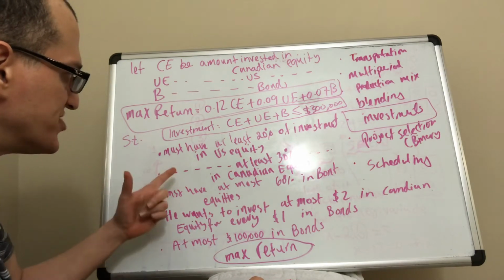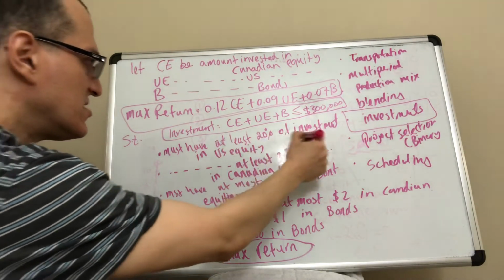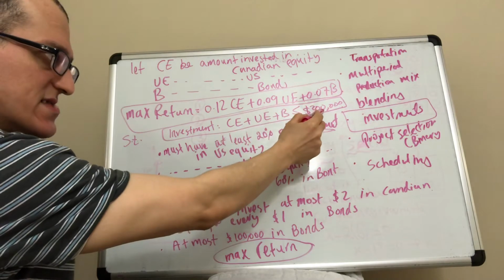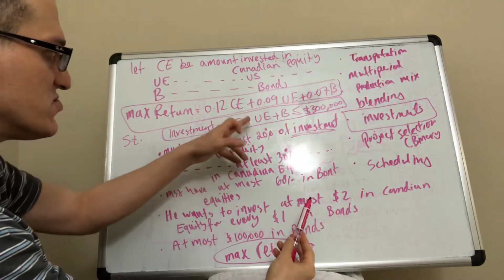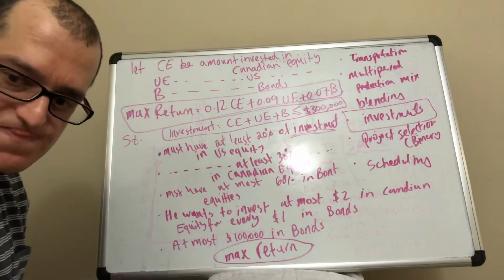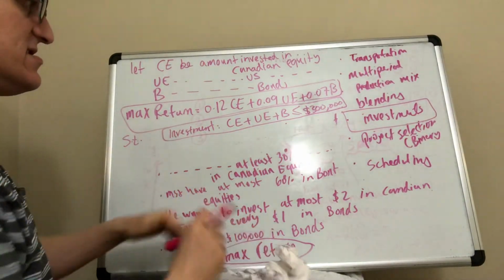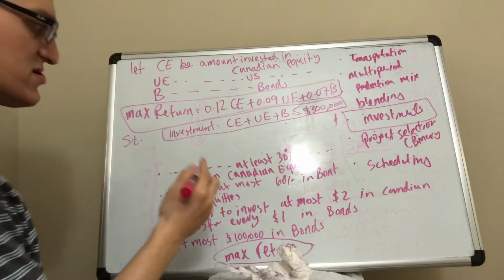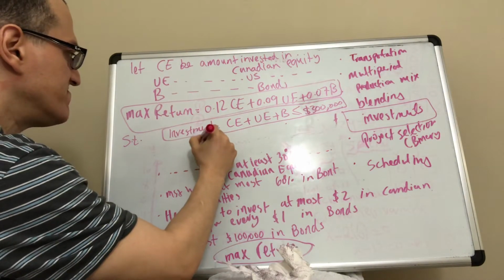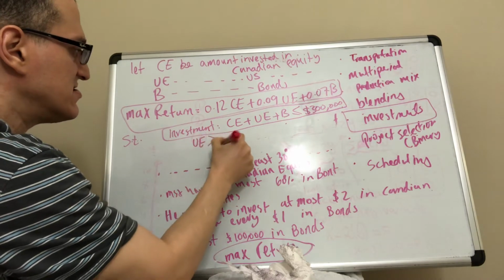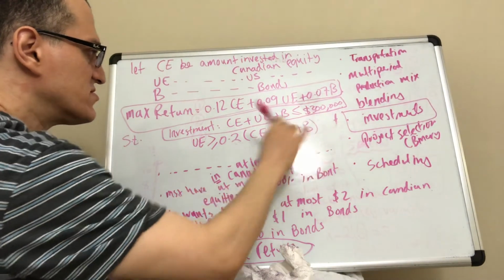Now, the first point must have at least 20% of the investment of this, not this. This is not the investment. Your investment is whatever he decides to put in CEUEB. So at least 20% of them must be in US equity. You always start with N. So you have NUS equity, so that would be UE. What's in it must be at least 20% of the total investment, and as we said, your total investment will be CEUEB.